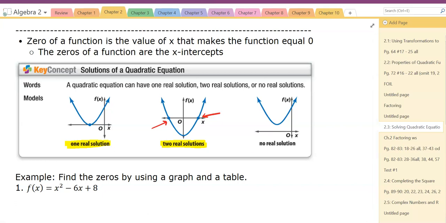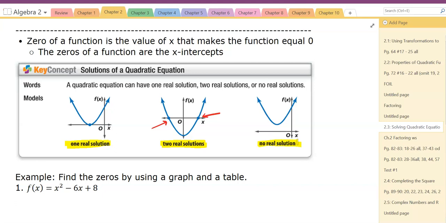The third case is if that graph is never going to cross the x-axis. If it starts too far above, or if it was flipped upside down and started too far below, it would never cross. If it's opening up, these arrows are going to go up forever. They're never going to turn and come back down. So it doesn't ever cross the x-axis, which means there's no real solution. There are still solutions to it, but notice how it says no real solution.